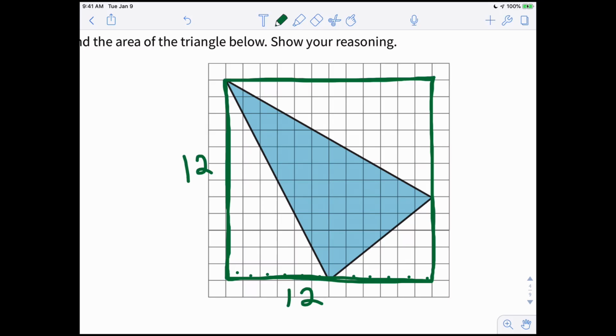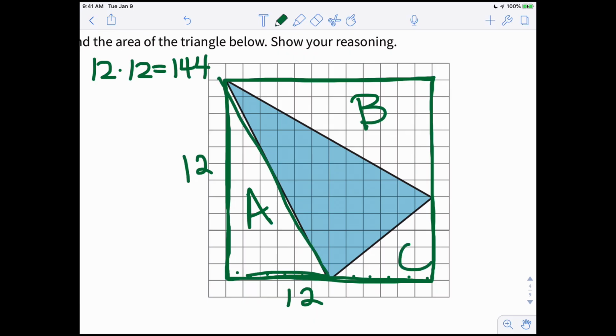Yeah. So that whole square is 12 by 12. So we know that 12 times 12 is 144. So the entire square is 144. But you need to subtract out this missing triangle, this missing triangle, and this missing triangle. So when you find those three missing triangles, you got to subtract them out.